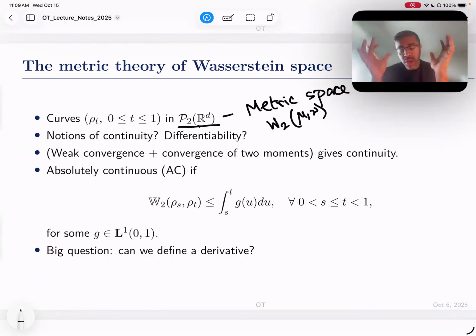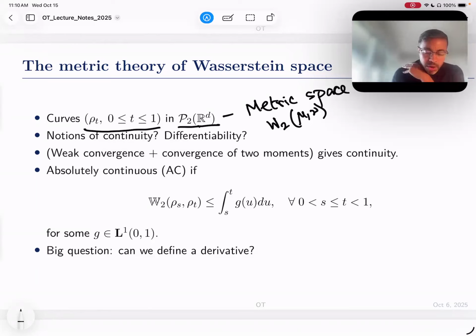It's not quite a Riemannian manifold in the traditional sense, but we'll try to push this informal idea as much as possible. So here's a curve. If I want to define a Riemannian manifold, I need to talk about curves and derivatives of functions along those curves, right? That's my first two things. So I take a curve of probability measures rho_t, t between 0 and 1, in P2 of R^d. Okay, so that's my curve of probability measures.